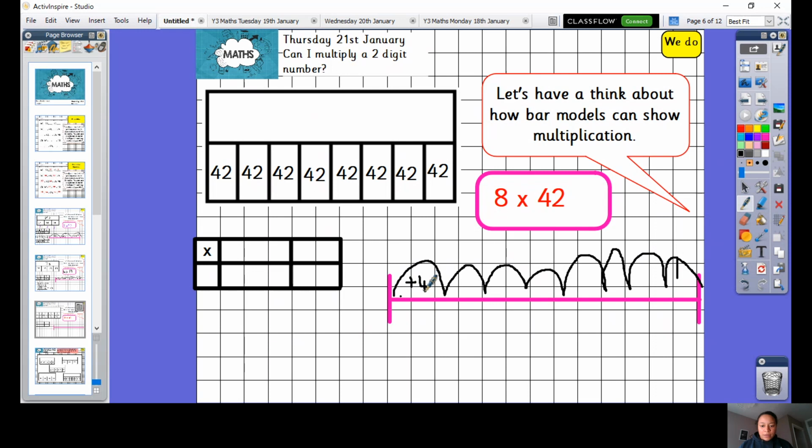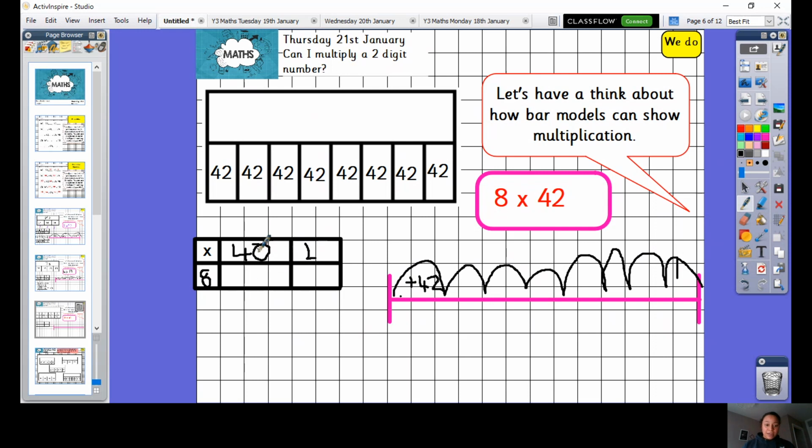So for our grid method, I want to partition the 42 into 40 and 2. So it's tens and ones. And then the 8 comes down here. Okay, so now I'm going to do 8 times 40. I know in my mind I need to do 8 times 4 first and find that related calculation. So 8 times 4, I know that gives me 32.